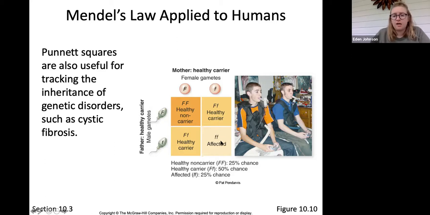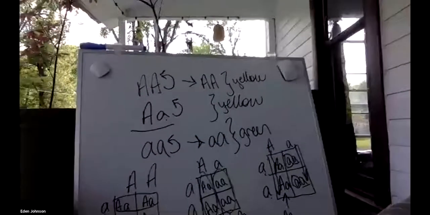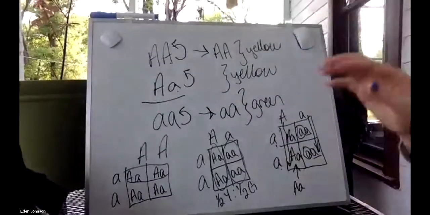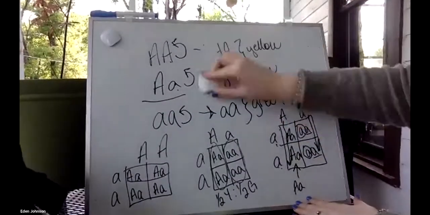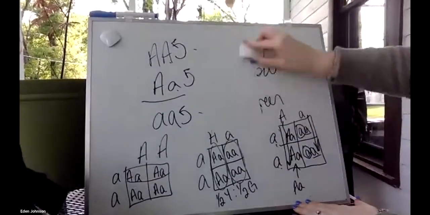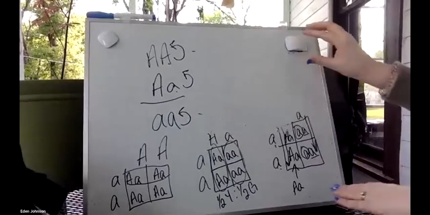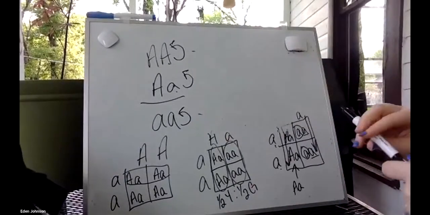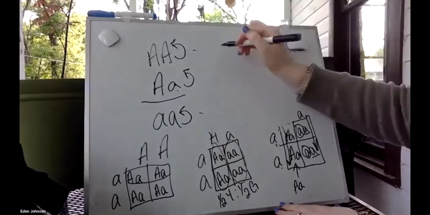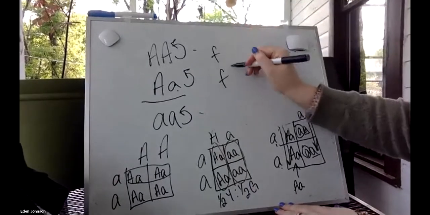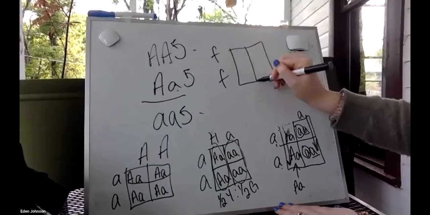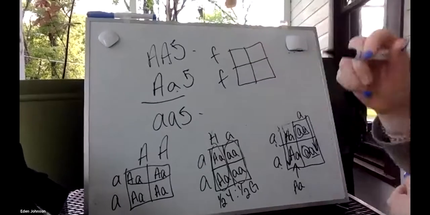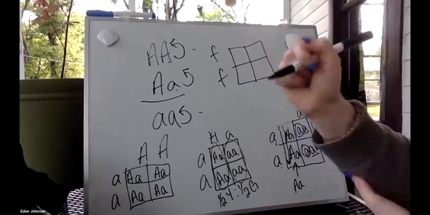If you paired an affected individual with a healthy carrier, and we can do this over here, right? So this is from last time. I'm going to erase some of it. All right, so if you paired an affected individual, so little f, drawing our Punnett square, with a healthy carrier.